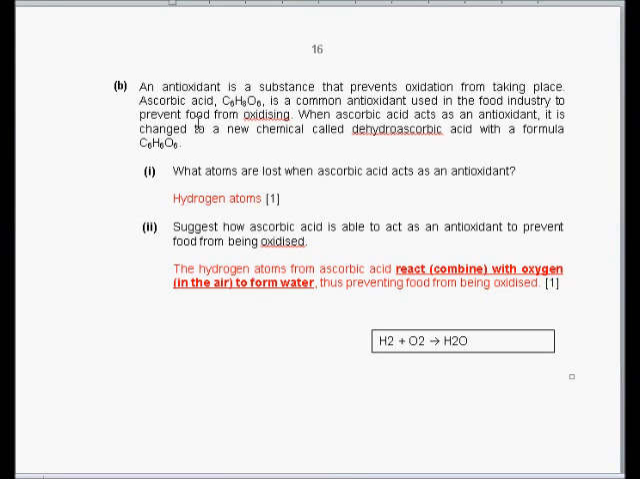So these two hydrogen atoms here, it lost two hydrogen atoms, right? So the two hydrogen atoms actually react or combine with the oxygen in the air to form water, like in this chemical reaction. H2 from the ascorbic acid combines with the oxygen to form H2O. Then of course you can balance it. You put a 2 here, and then you put a 2 here.